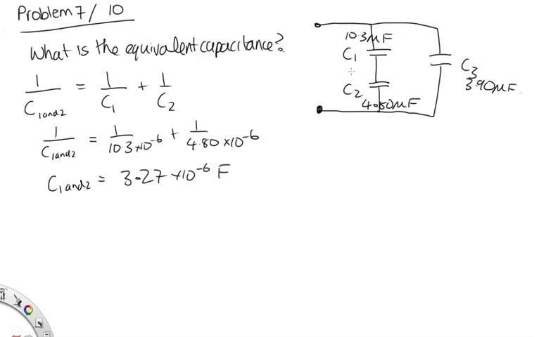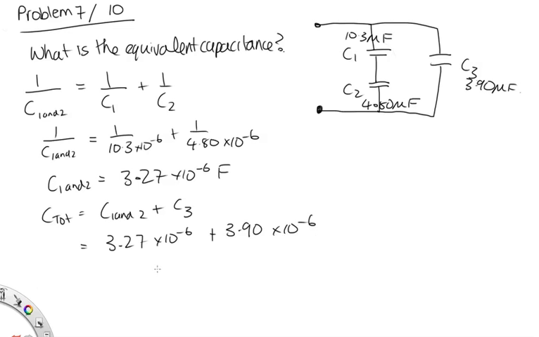Okay, so now C1 and 2 are in parallel with C3. So C total is equal to C1 and 2 plus C3. So this is equal to 3.27 times 10 to the minus 6 plus 3.90 times 10 to the minus 6. And solving this on the calculator, we end up with 7.17 times 10 to the minus 6 farads, or we could write it as 7.17 microfarads. So that's the answer to this problem.